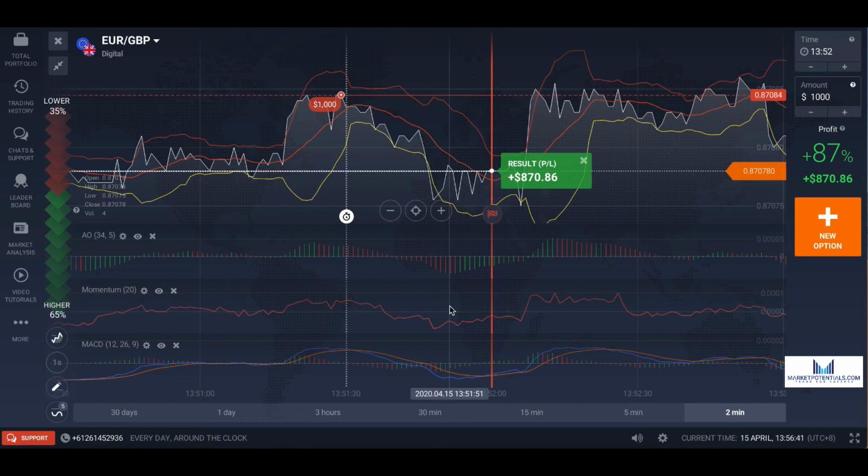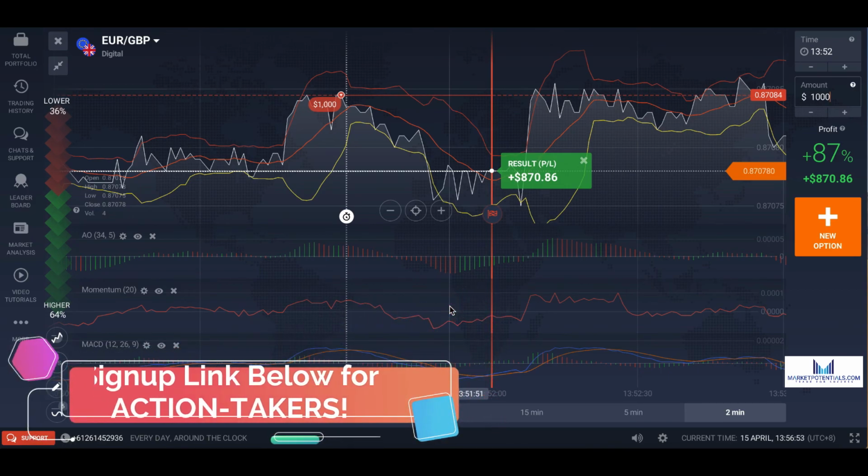Now, of course, if you want the kind of returns that I'm making, you're going to have to put in a bit more money as well. But you can do that over a period of time. But like I said, the most important thing is to take action.